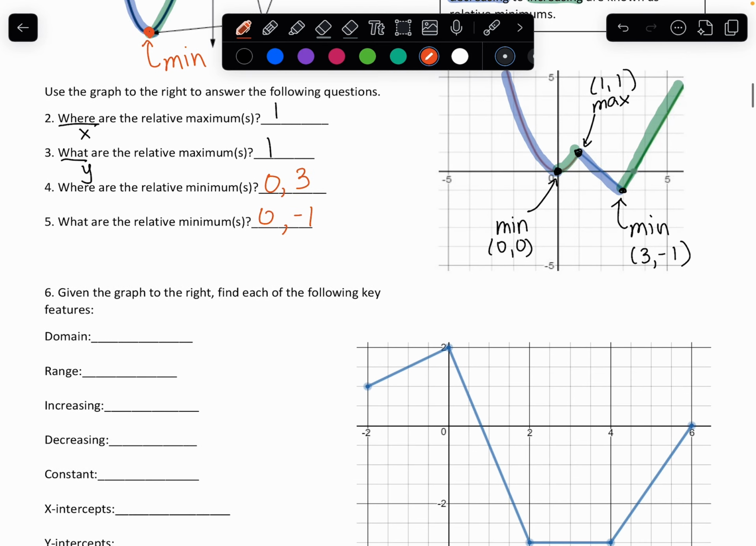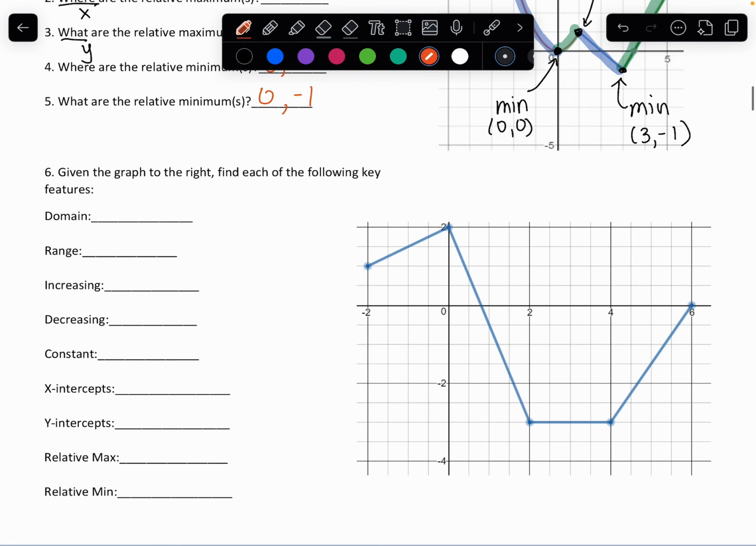So now what we're going to do is take this and look at number 6 with a new graph. We're just bringing all of these pieces together. Our domain for this is bracket -2 to 6 with a bracket. Our range is the bottom of our graph, which is bracket -3 to +2 with brackets. Again, we're using these brackets because these are closed points.